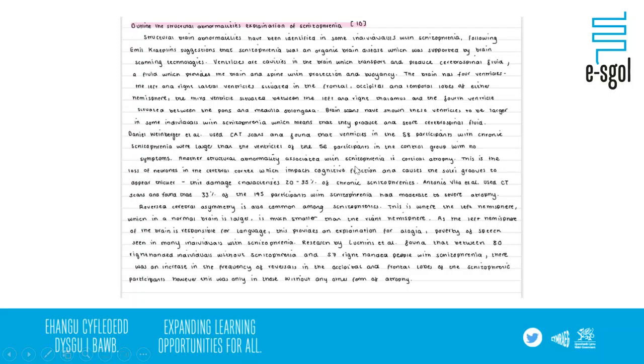Another structural abnormality associated with schizophrenia is cortical atrophy. This is a loss of neurons in the cerebral cortex, which impacts cognitive function and causes the sulci grooves to appear.